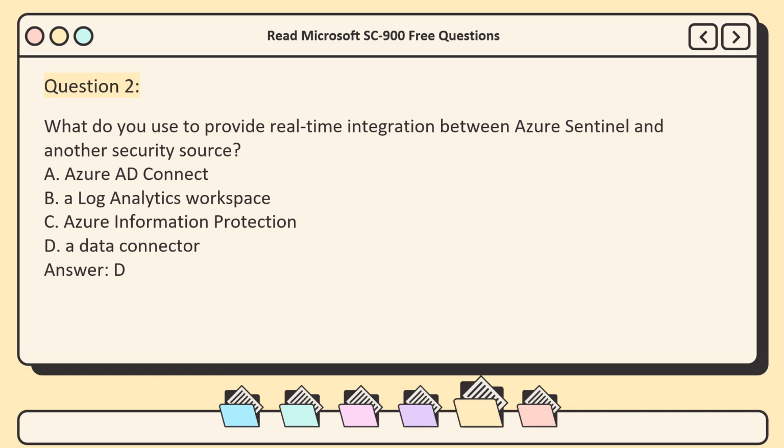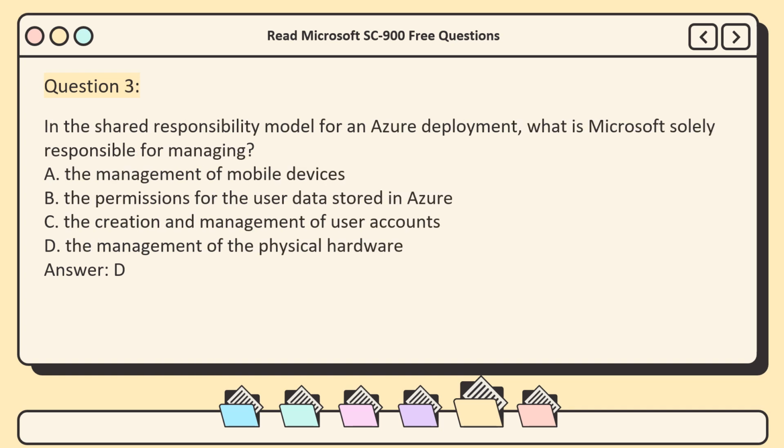2. What do you use to provide real-time integration between Azure Sentinel and another security source? A. Azure AD Connect. B. A Log Analytics workspace. C. Azure Information Protection. D. A data connector. Answer: D.